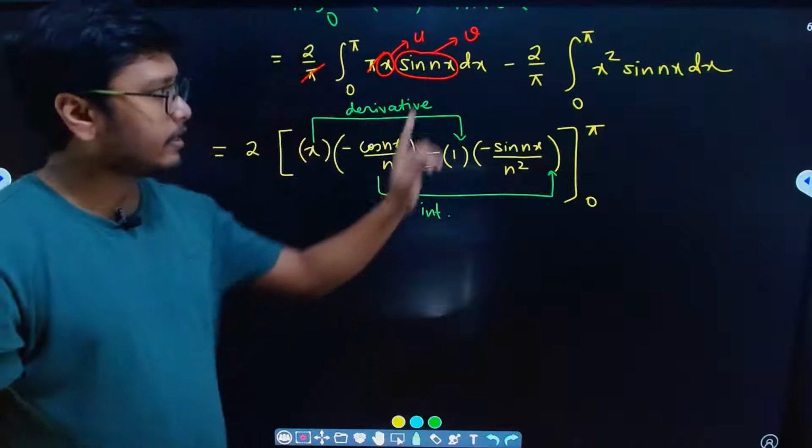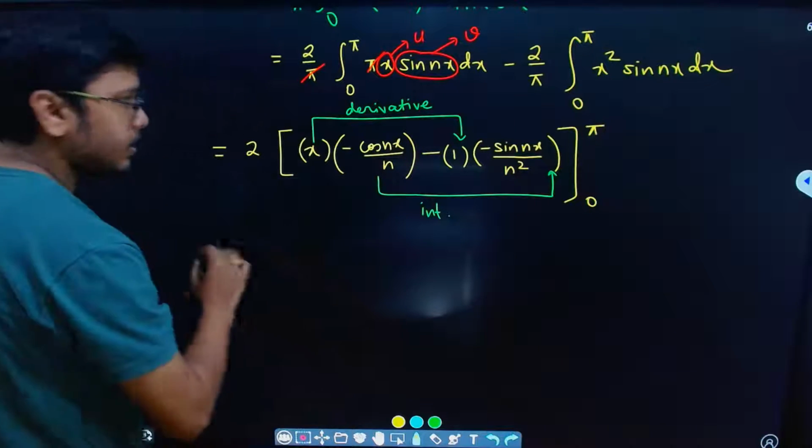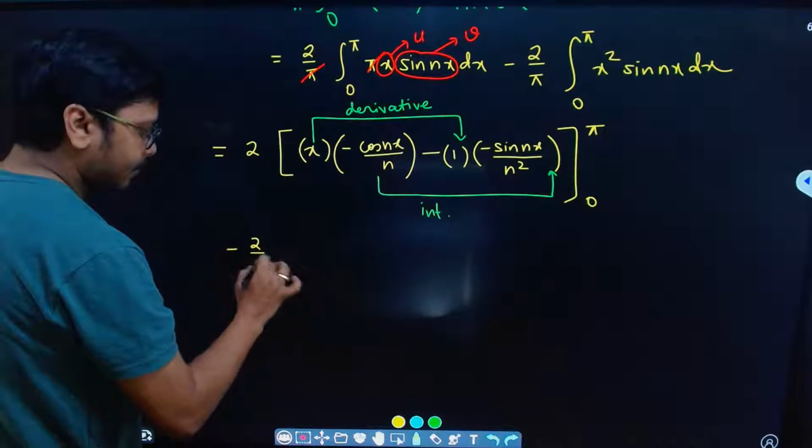Same process I will repeat for the second integration, same process. So minus 2 by pi.